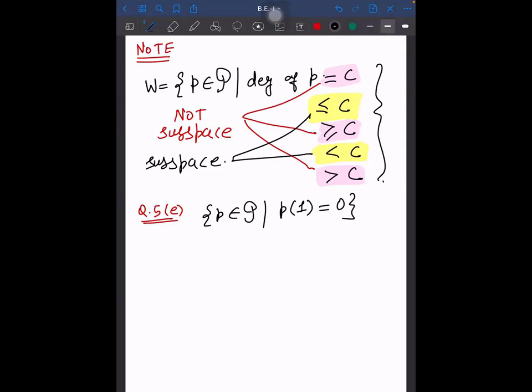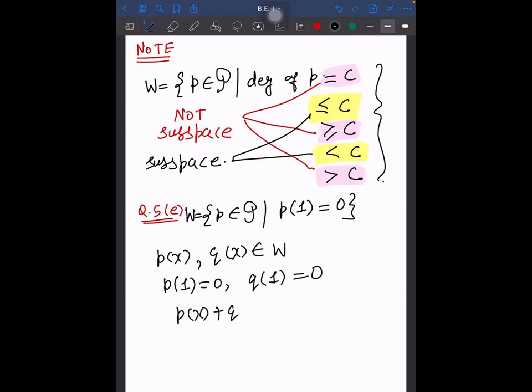So let's say you take Px and Qx belonging to this set, let me call this W. If they belong to this, that means your P of 1 should be 0 and Q of 1 is also equal to 0. Now if you take Px plus Qx and think of P1 plus Q1, then 0 plus 0 will become 0.